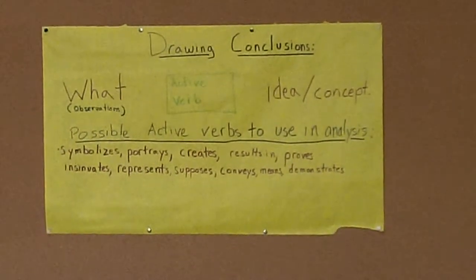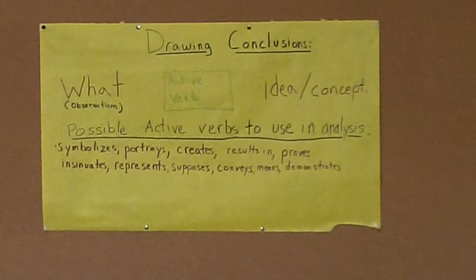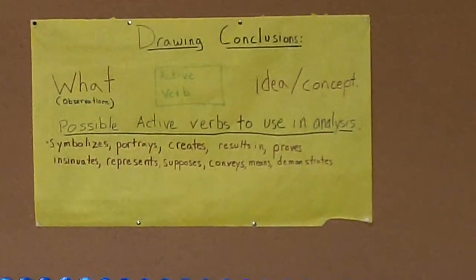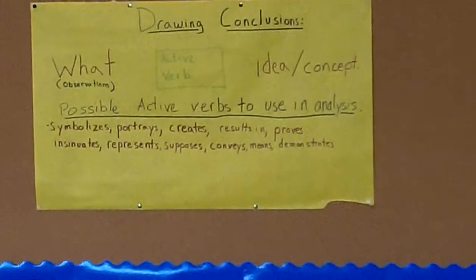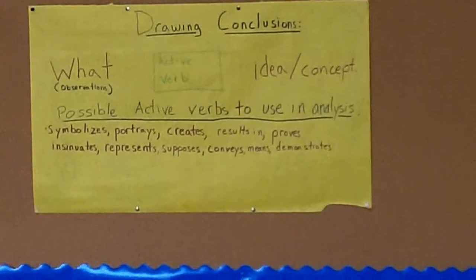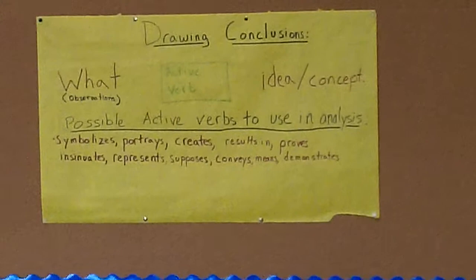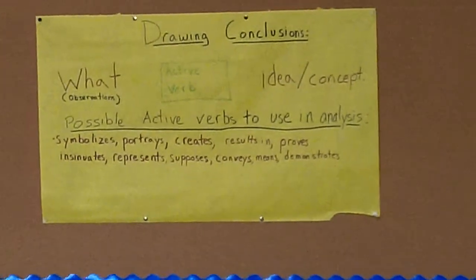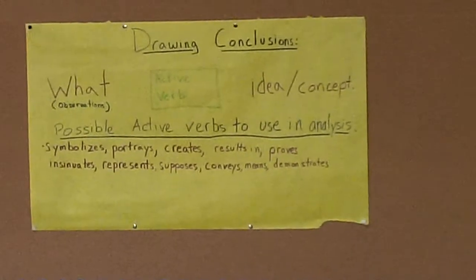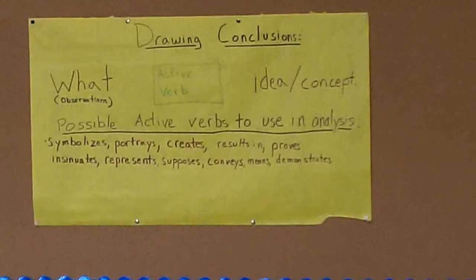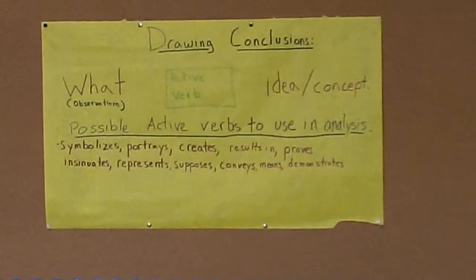The first thing you do is you make an observation, and then you use an active verb, such as the ones listed there. Possibilities include symbolizes, portrays, creates, results in, proves. And then following that, you have the idea or concept that the book is about. In this case, it's what Miller says about evil and how it should be confronted.